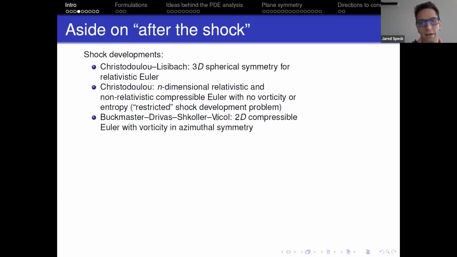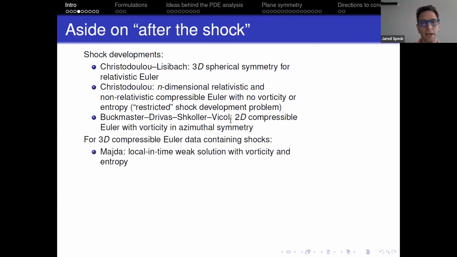And then with Drivas, under the assumption of azimuthal symmetry in 2D, which is the symmetry class in which vorticity is allowed to be non-zero, they produced a local in time unique weak solution past the first singularity. So they solved the shock development problem with some vorticity in a symmetry class for short times. So that paper was from last summer, to give you a sense of the timing.